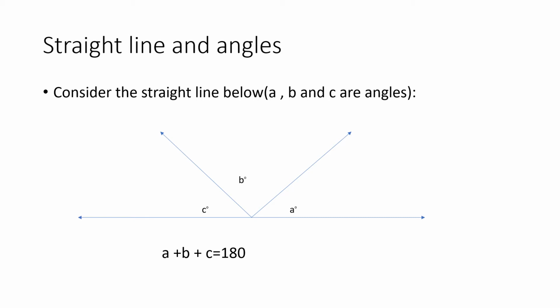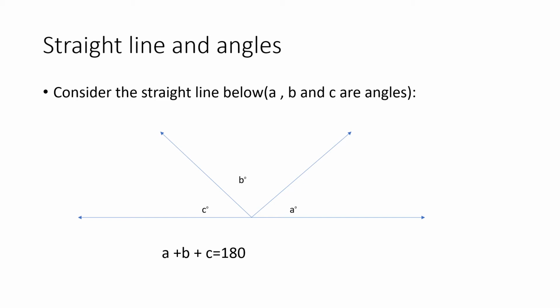As you see in the picture or slide, we have three angles A, B, and C. We have a rule that we can use all the time for a straight line. The rule is that A plus B plus C equals 180. It's a rule and you can use it all the time for solving problems like that.